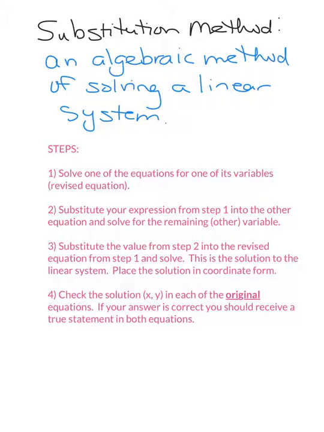The third step is you're going to substitute the value from step 2 into the revised equation from step 1 and solve. This is the solution to the linear system. So at this point you have solved for both x and y. You're then going to put the solution into coordinate form. My last step is to check the solution in each of the original equations. So I'm going to take my values for x and y and substitute them into each of my original equations. If I get true statements in both equations, I know that I correctly solved the system using substitution method.